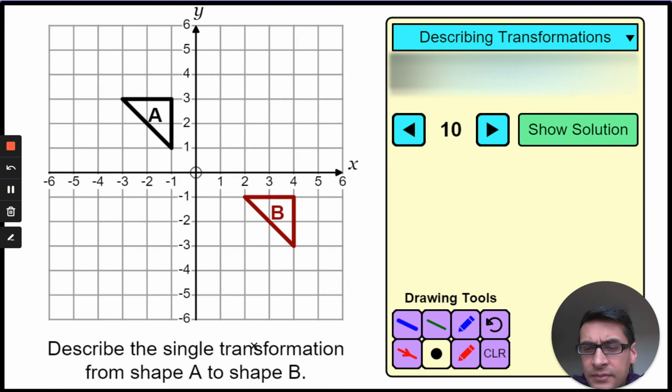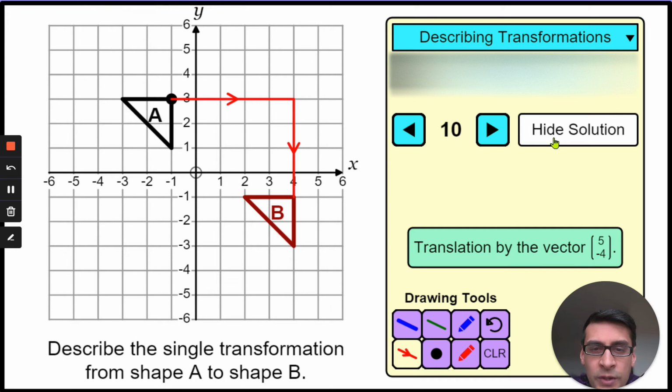Question 10. Describe the single transformation from A to B. So going from A to B, this is going to be a translation. So we're going to go left and right first to the corresponding vertices here. So we can see we've gone 1, 2, 3, 4, 5. Then 1, 2, 3, 4. So positive 5, negative 4 is your vector.